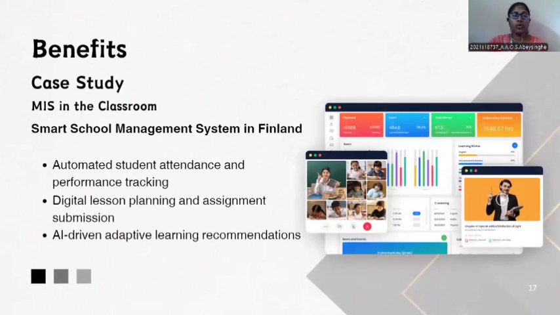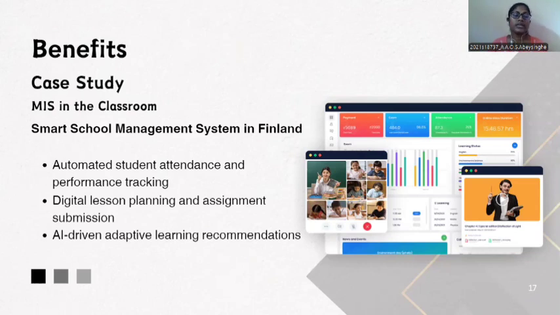Finland is known for its highly advanced education system. It uses MIS to enhance classroom efficiency and students' learning. The system automatically records attendance, reducing teachers' workload. Real-time students' performance analysis helps teachers to identify the students who need extra support. Teachers can plan lessons digitally, ensuring consistency in teaching.